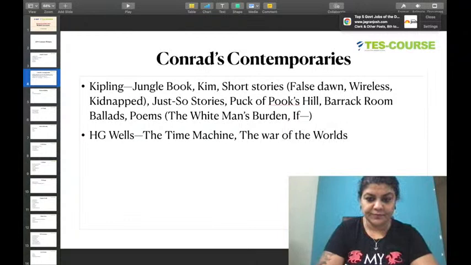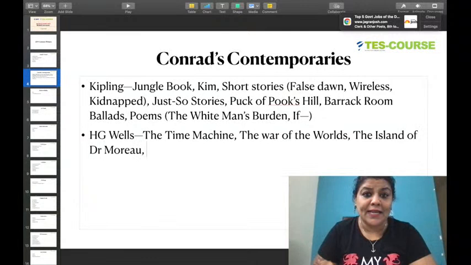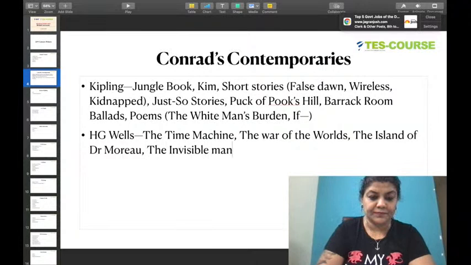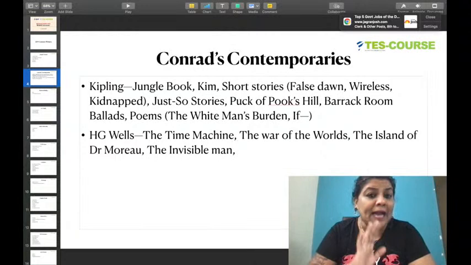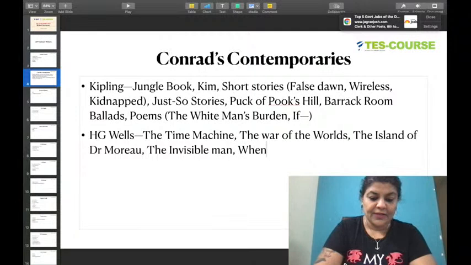Then the Island of Dr. Moreau. You know, right? This is about a Frankenstein-like scientist. He wrote The Invisible Man. The Invisible Man is by H.G. Wells, not the Invisible Man by Ralph Ellison. When the Sleeper Wakes.